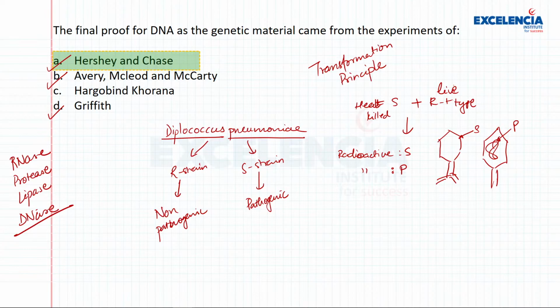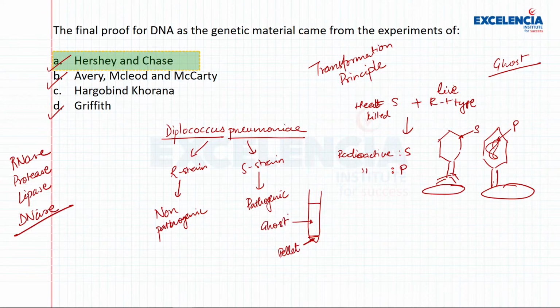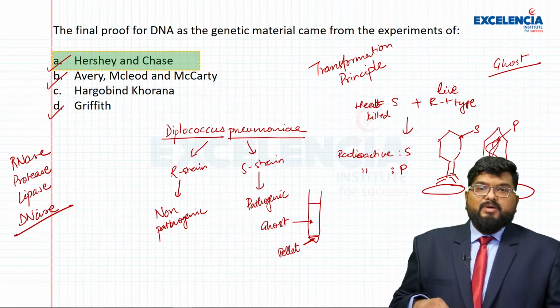Now what they did was they allowed these bacteriophages to infect E. coli. And when E. coli was infected, they checked which part of the centrifugate had the radioactivity. So they centrifuged it to separate the ghosts. Now what are ghosts? Ghosts are the empty viral particles. When the DNA is gone, they're called ghosts. When you centrifuge it, you get the pellet, which is the bacterial cell, and here is where you get the ghost particles of the viruses.